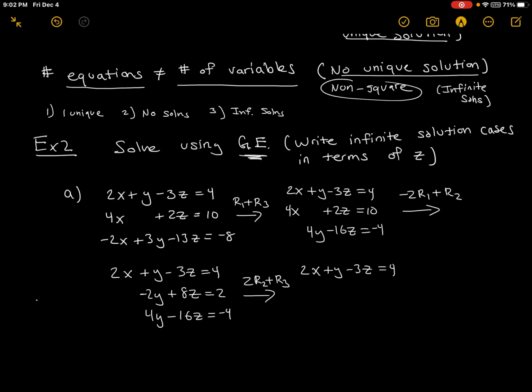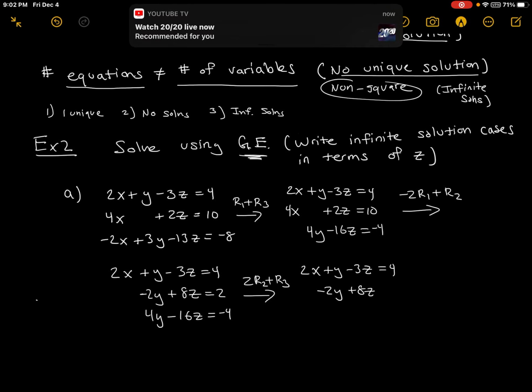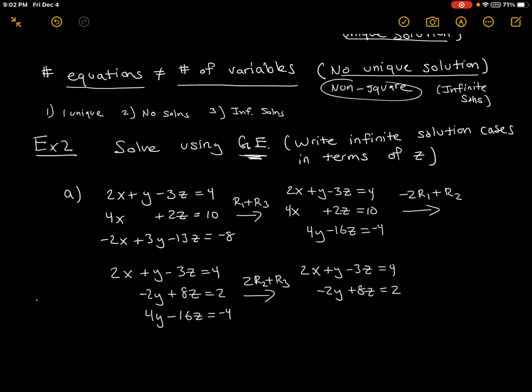Okay, so I'm going to write out equation number 2 again. And, all right, so let's do the math here. 2 times negative 2y is negative 4y. Negative 4y plus 4y is 0y. 2 times 8 is 16z. 16z minus 16z is 0. And then 2 times 2 is 4. 4 plus negative 4 is 0.